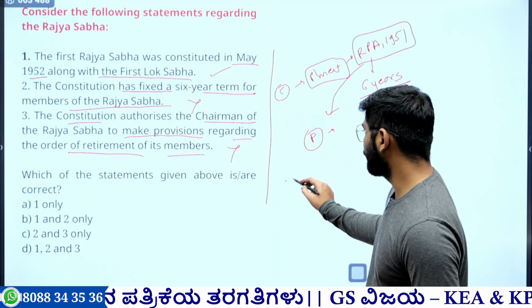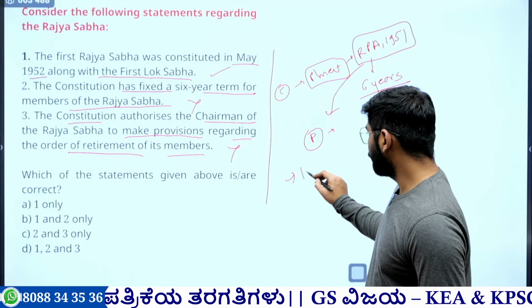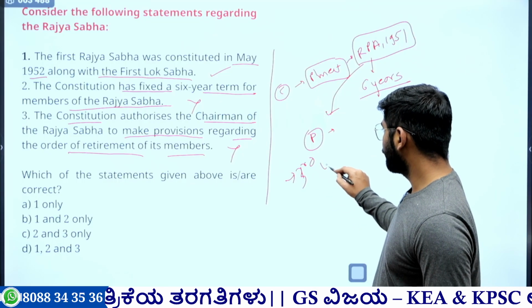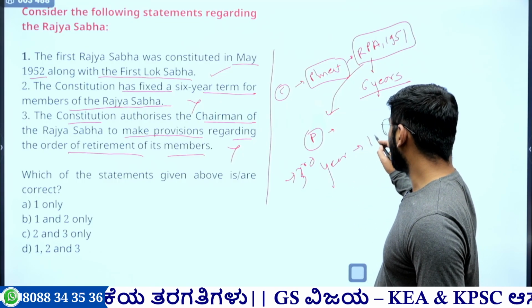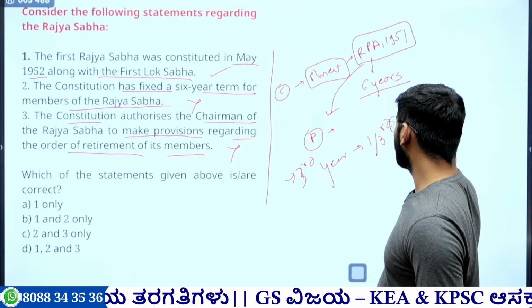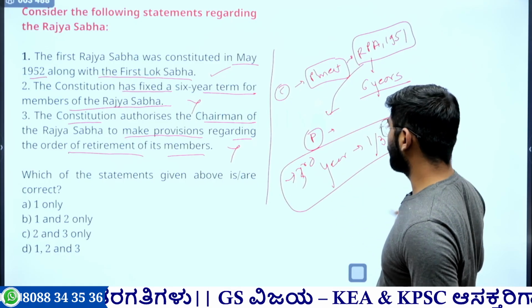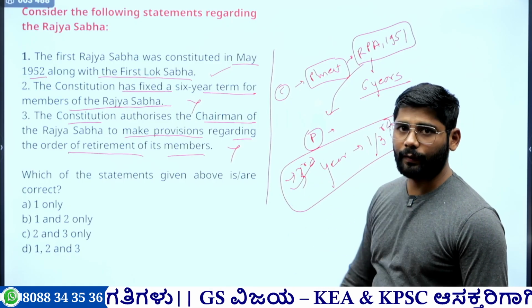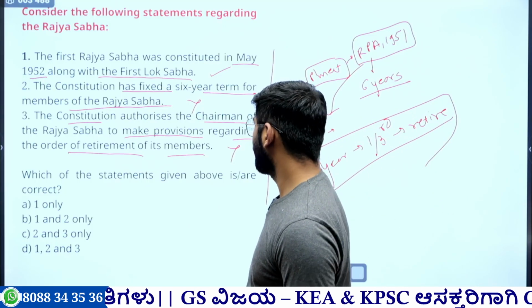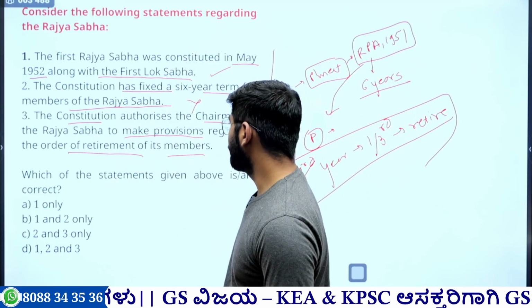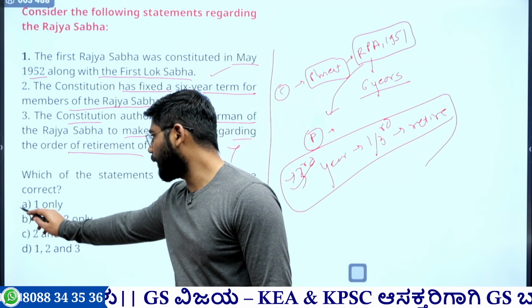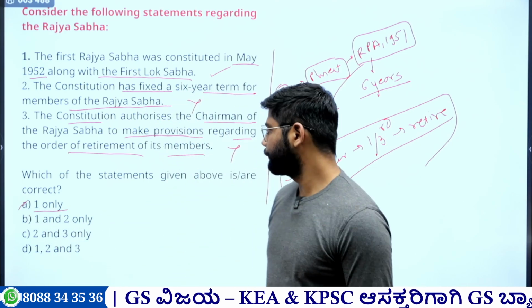And after that, there is one tradition that after every third year, 1/3 of members of Rajya Sabha will retire. So that's why we see elections to Rajya Sabha after every third year. So this is the crux of this one. The second and third are wrong. The correct option is A. Only one is correct here.